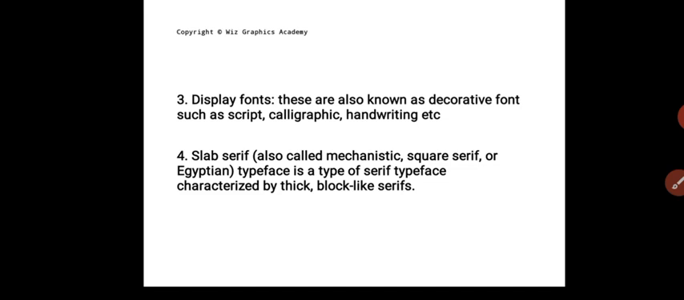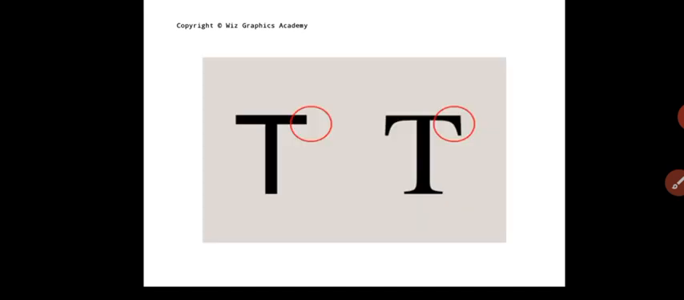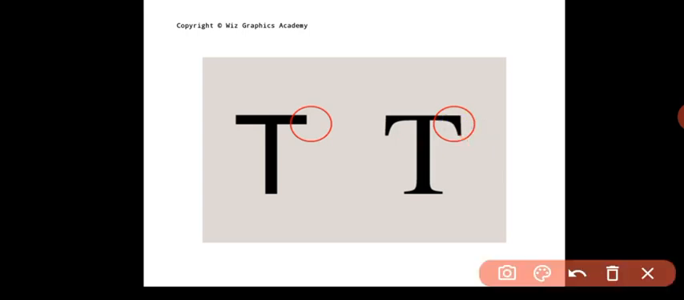Now for the slab serif, it's also called square serif fonts, or Egyptian. This type of font is a type of serif font. It is extracted from serif fonts. You know, serif fonts have extra width. But the difference between the slab serif and the serif fonts, I'm going to show you the difference.